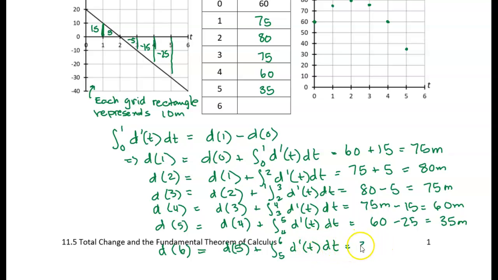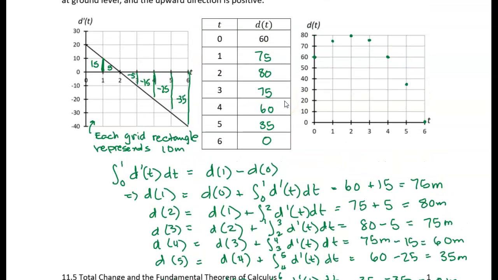Okay, so I'm at 35, and now let's see what that area is. So I want to find the area from t equals 5 to t equals 6. So 10, 20, 30, 35. What do you know? 35. So 35 minus 35, that puts me at 0. So I'm at ground level here. So my ball has now hit the ground. All right, so let's record that data, and let's connect the dots here.